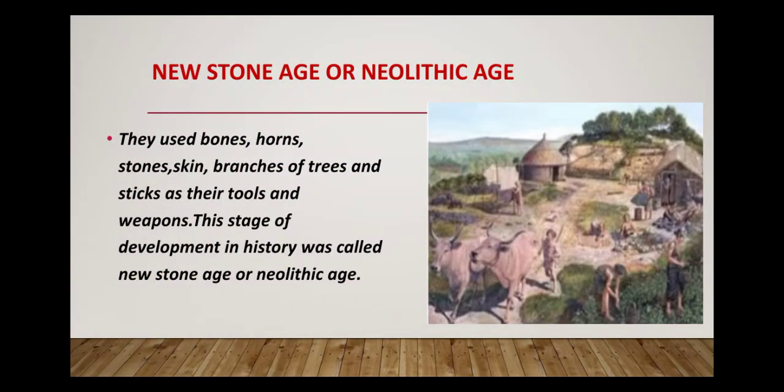New Stone Age or Neolithic Age. They used bones, horns, stones, skin, branches of trees, and sticks as their tools and weapons. This stage of development in history was called New Stone Age.